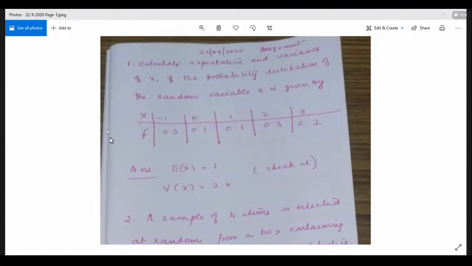Today we are going to discuss some problems on discrete random variables: how to find k values, how to find mean and variance. Now, all of you see the first question. Is the question visible or not? Is anyone responding in the chat box?